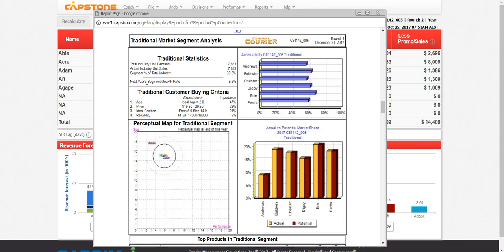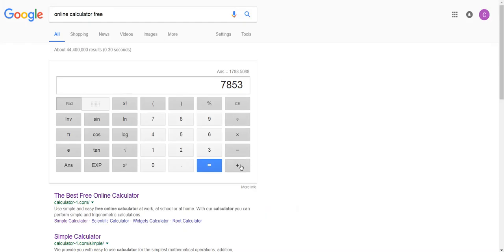Now what we've got down here is this year's segment growth rate, so how much it's going to grow by. The forecasters have said it's going to grow by 9.2% this year. So if we want an idea of what the total unit demand will be this year, we need to add 9.2% on to last year's figure. So let's do that. The way I do it is I go plus 9.2% equals, and there you go: 8575. That's the total unit demand for that particular segment.